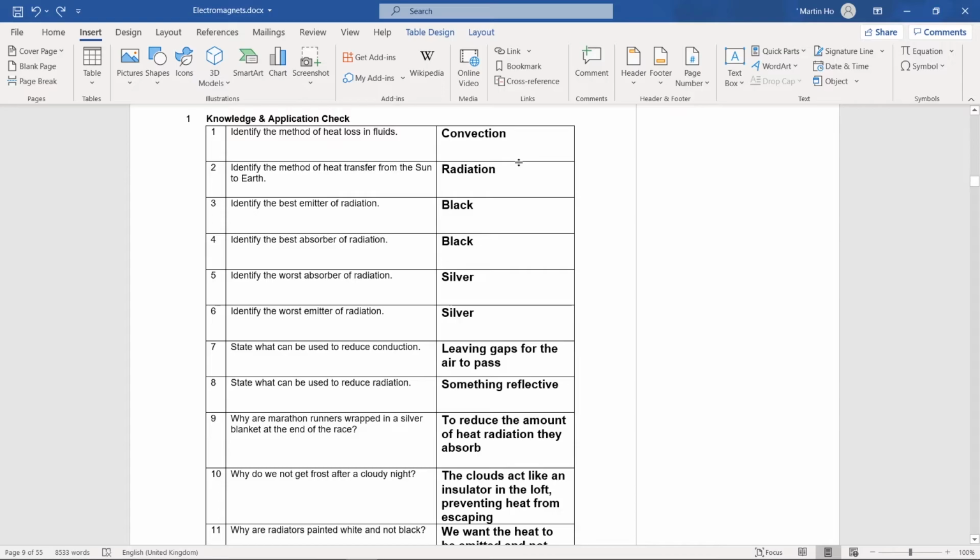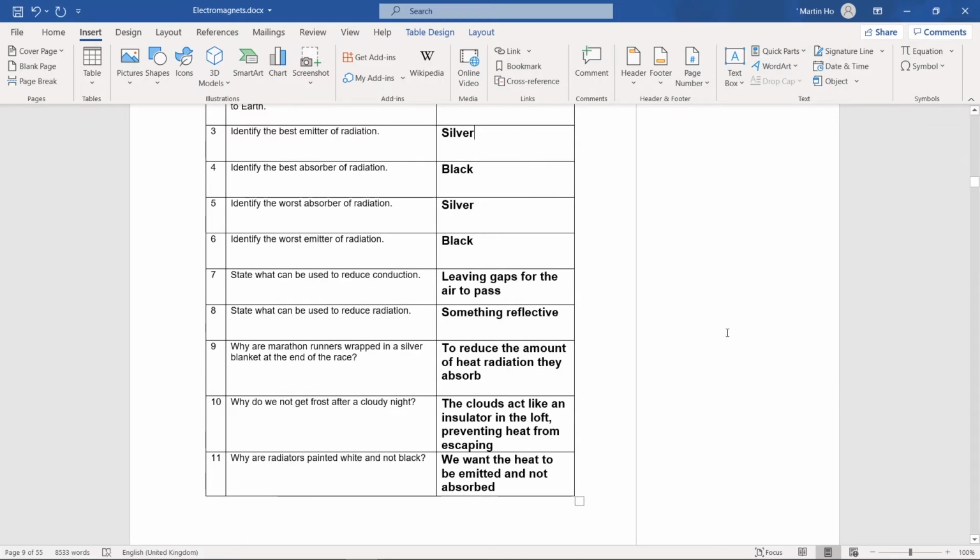1. Identify the method of heat loss in fluids. The heat loss is called convection, or the transfer of thermal energy through convection. 2. Identify the method of heat transfer from the sun to the earth. This is done through radiation. Question 3. Identify the best emitter of radiation. The best emitter is silver.